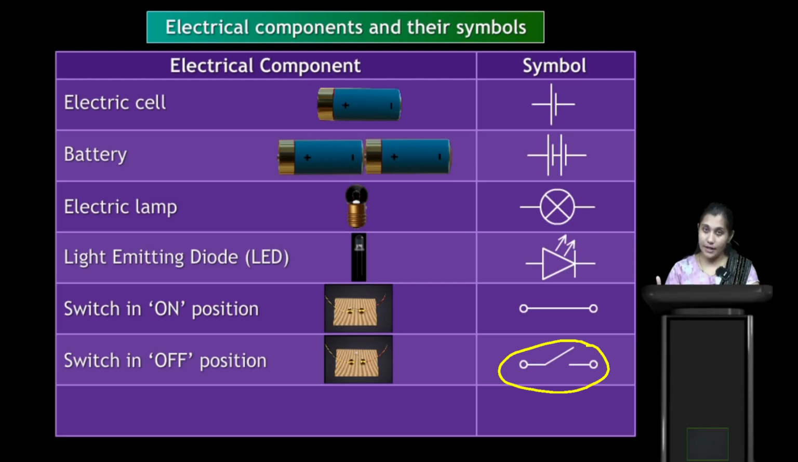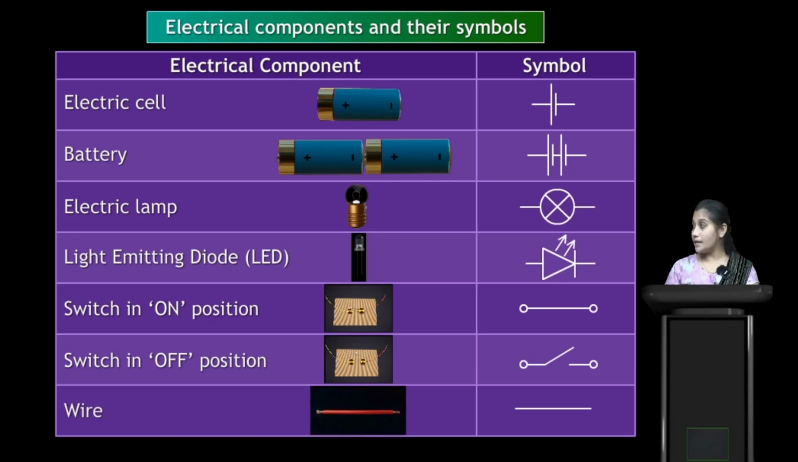Means there will be a little gap between the lines. Okay. Means in the on position there will be a straight line, but in the off position the line will break in the middle. Okay. So this one is off position and this one is the wire. So we represent the wire with the help of a straight line.